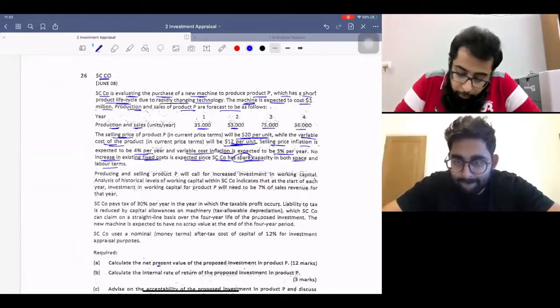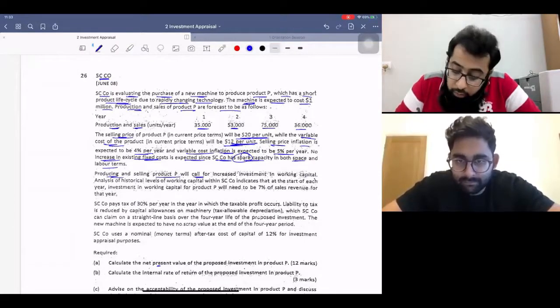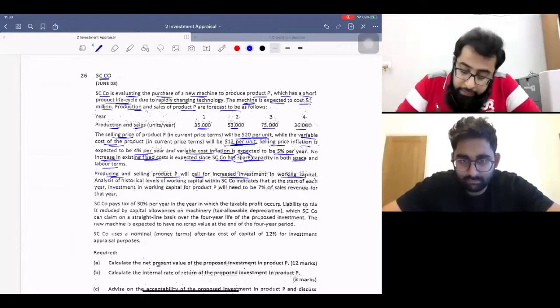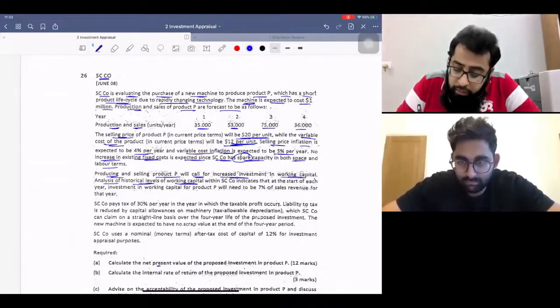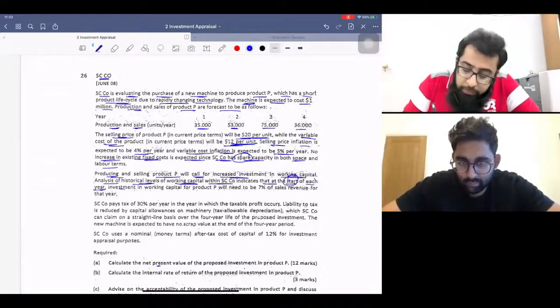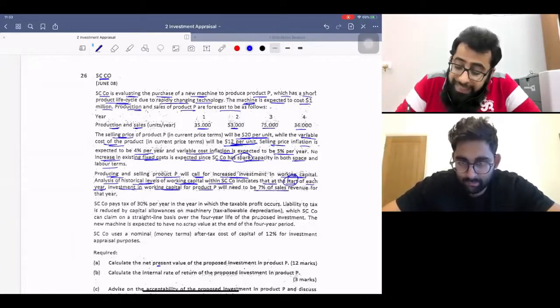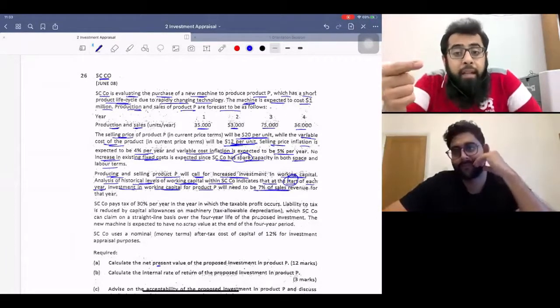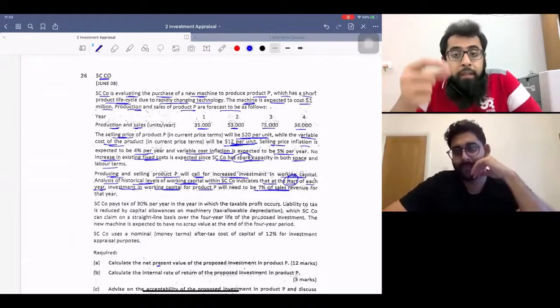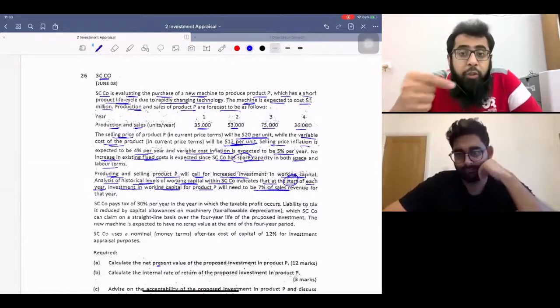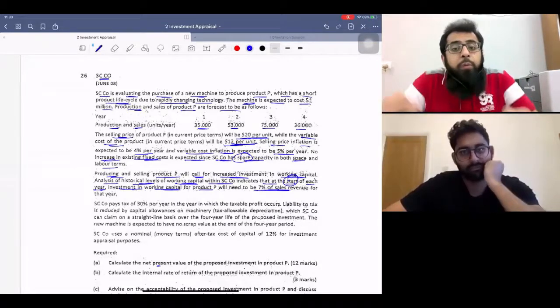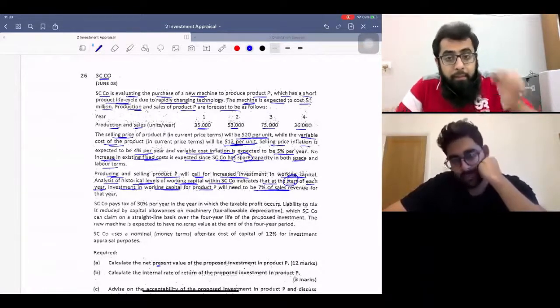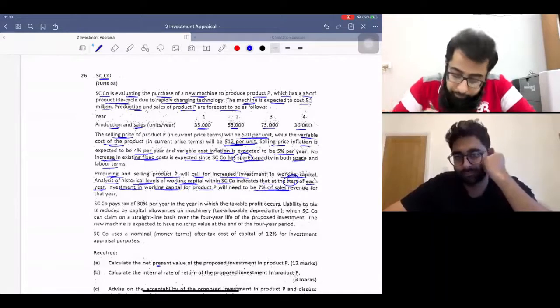Production and selling of product P will call for increased investment in working capital. Analysis of historical level of working capital within SC company indicates that at the start of each year, investment in working capital will be 7% of sales revenue. Now, this is what we call the incremental working capital approach. We need to have 7% of the sales revenue, so we need to add some amount in working capital each year. This will be the new learning in this question.